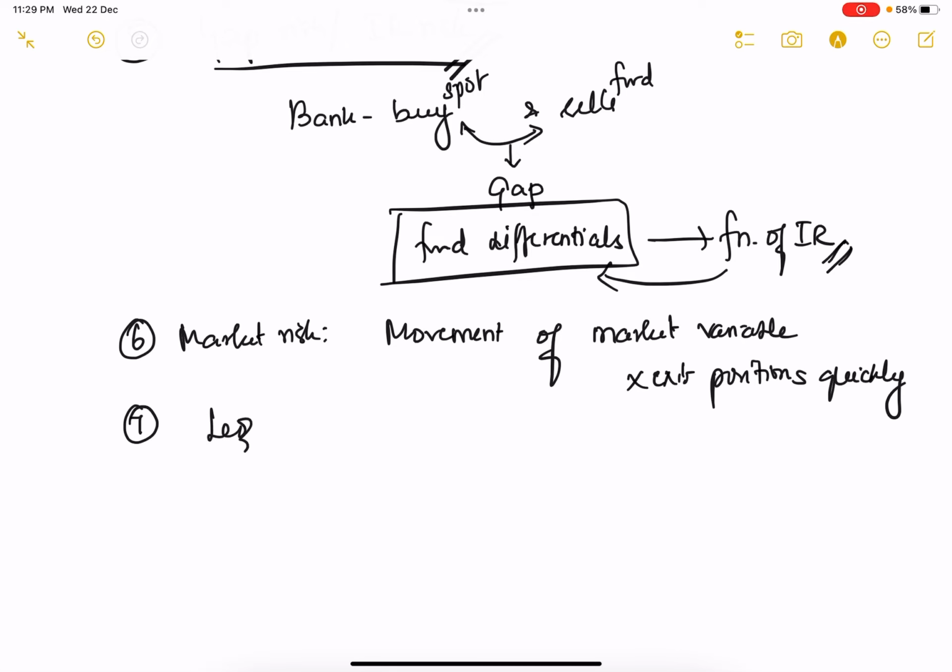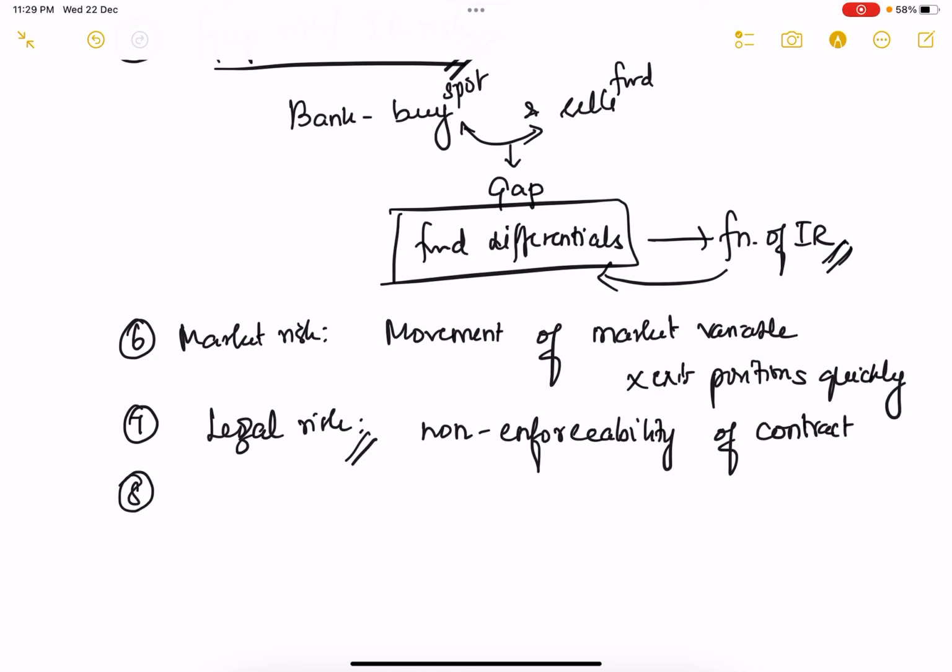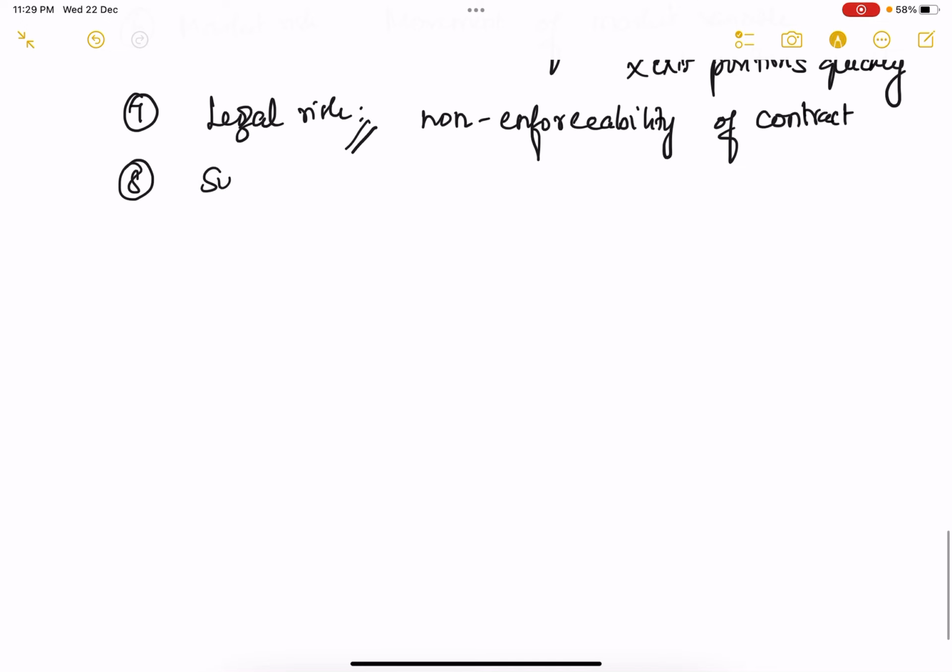The next risk is legal risk. Legal risk is nothing but the non-enforceability of contract against the counterparty. For example, one party has signed a contract with another counterparty, and the counterparty is not able to enforce the contract. So the party may take a legal action against the counterparty, and that will lead to legal risk.